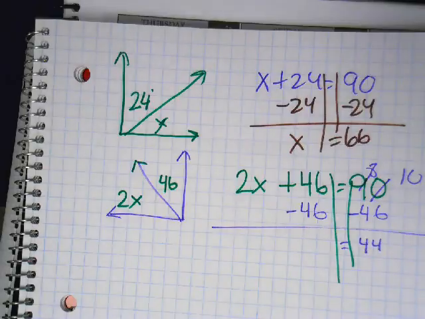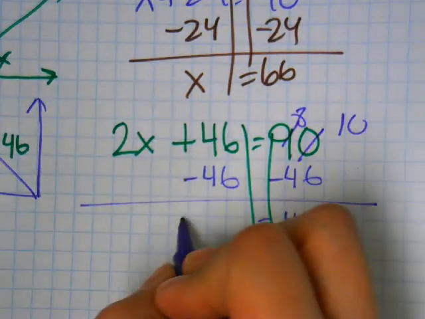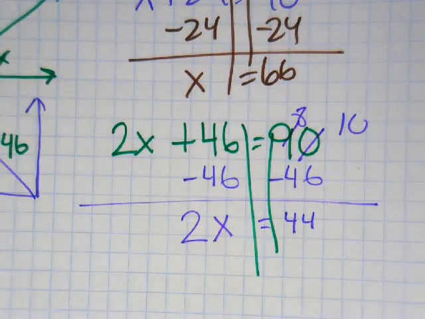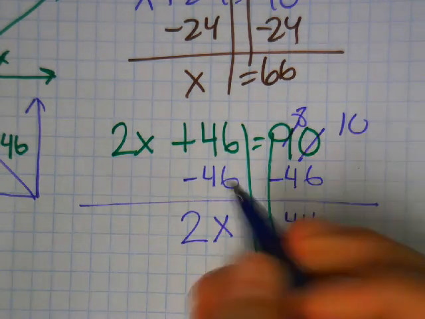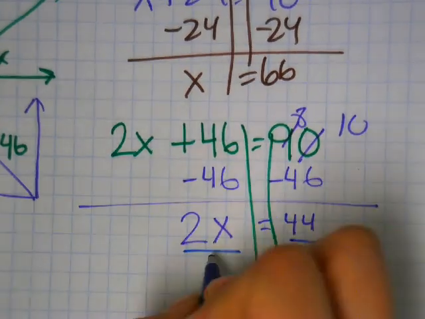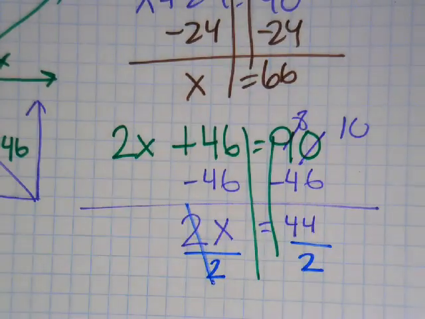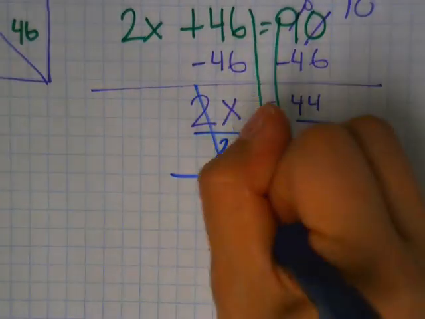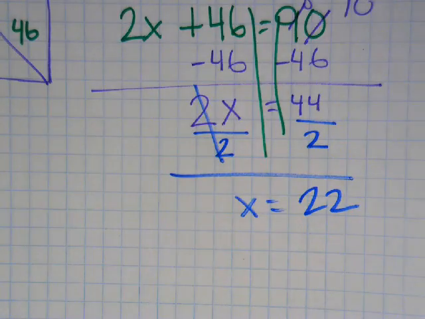But are we done? No, because on this side, what do I still have? I still have 2x, not just x, but 2x. So how do I move the 2? Divide this side by 2. What happens to that 2? Crosses out. It's gone. X equals 22. When did we first start learning this? In like October, November. So I'm taking stuff that I learned in November and using it for your geometry lesson, because this is geometry. And in high school, same thing.